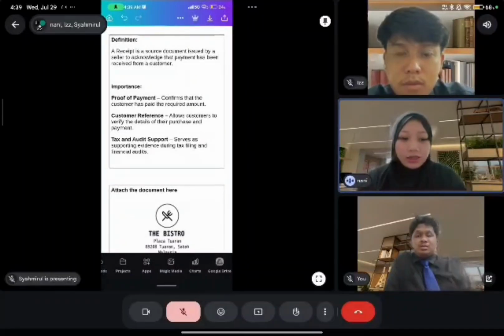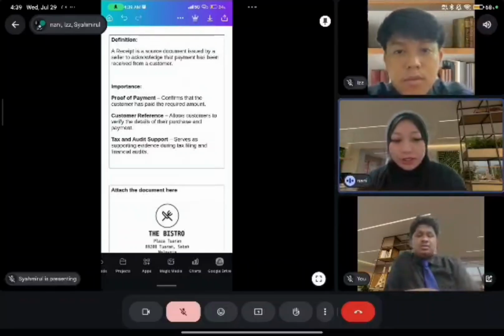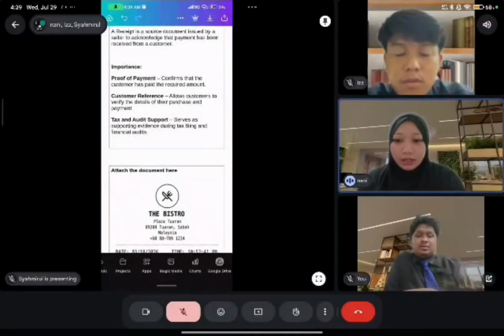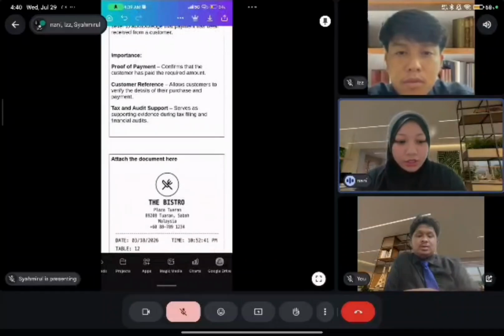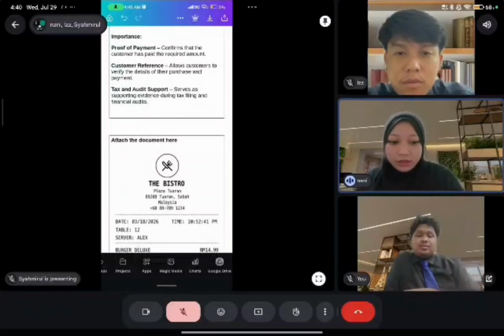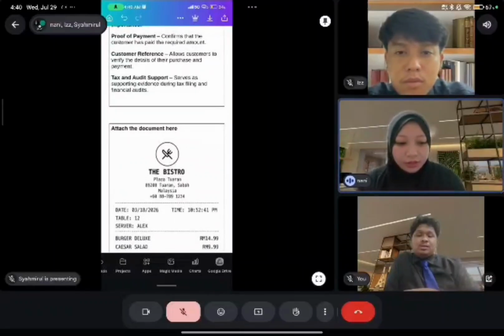There are three main points. Point one, proof of payment. It confirms that the customer has settled the full amount owed. Point two, customer reference. It allows the customer to check back on their purchase, price, and total paid if they have any questions. Point three, tax and audit support. It serves as valid supporting evidence when filing taxes or during a financial audit.